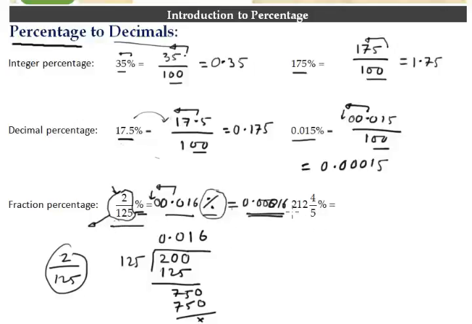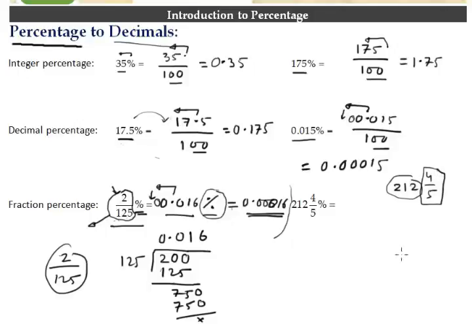Now here we have 212 and 4 out of 5 percent, we need to convert it into decimal. What we will do here is convert 212 and 4 out of 5 as a decimal, and still we will keep the percent, we will just need to convert the fraction part into decimal.